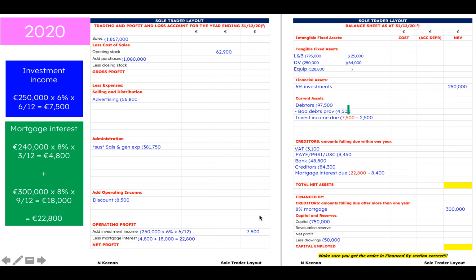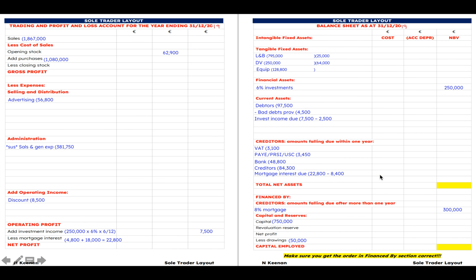And then you're going to have investment income due at the end of the year, so it'll be the 7,500 for the year minus what you've received. So you've received 2,500 in that question already from the trial balance, and then you've got mortgage interest due, so you've got your 22,800 for the year minus what it says that you paid in the trial balance. So that's what your accounts will look like after steps 1, 2 and 3.